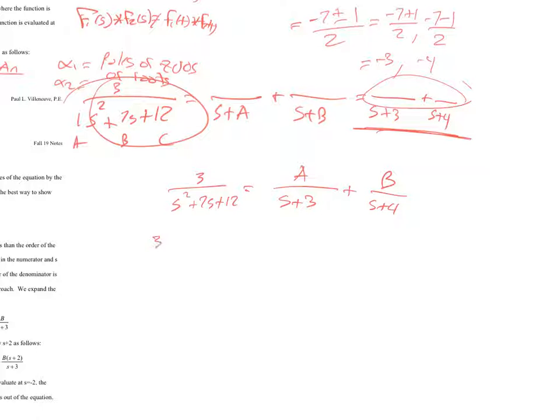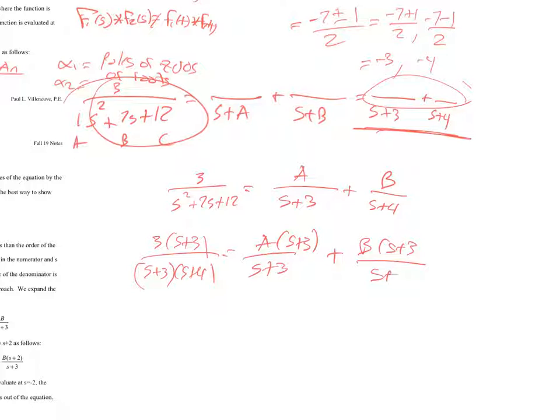So 3 times s plus 3. And I'm going to go ahead and put the terms in the denominator as factored out. s plus 3 times s plus 4 equals a times s plus 3 times s plus 3 plus b times s plus 3 over s plus 4. Have I done anything sneaky or snarky? I just multiplied both sides by s plus 3. And then you do the same thing with the b.